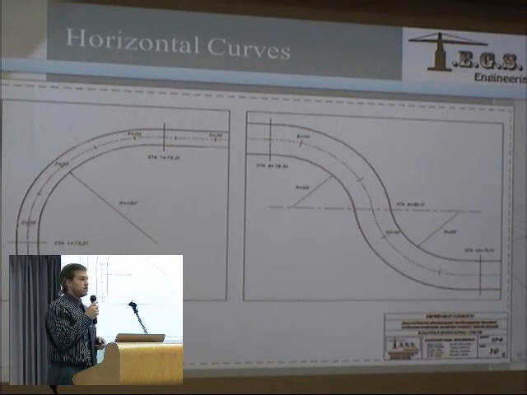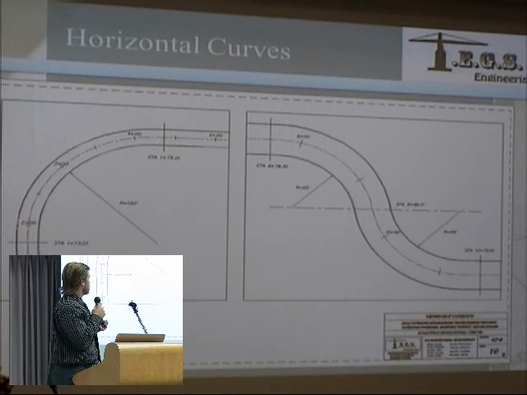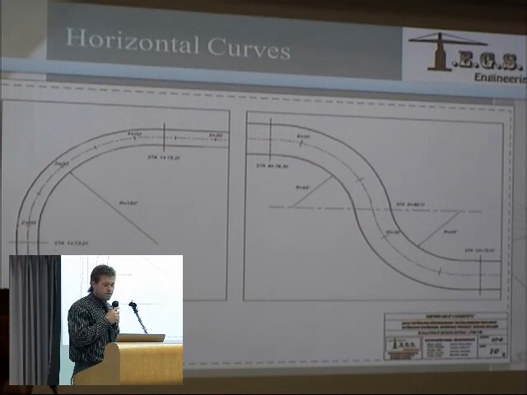And for our site, the minimum turning radius was 65 feet, and our larger horizontal curve was 150 feet, and the two radii for our smaller horizontal curves met the minimum at 65 feet.